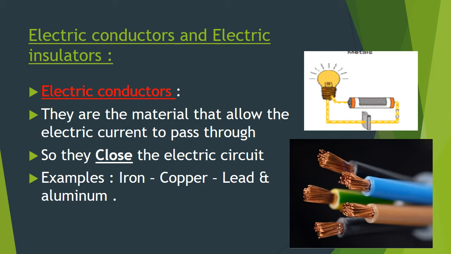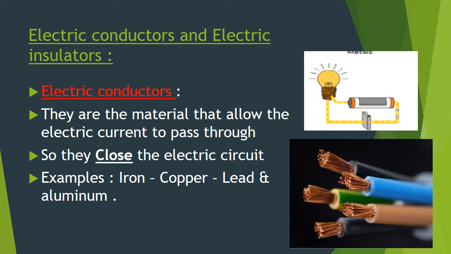Now, let's remember together a part that you have taken before, last semester as well as grade 4, I guess. Let's start. Electric conductors and electric insulators. What's meant by electric conductors? They are the materials that allow the electric current to pass through. Yes, the material that allow electricity to flow or to pass.